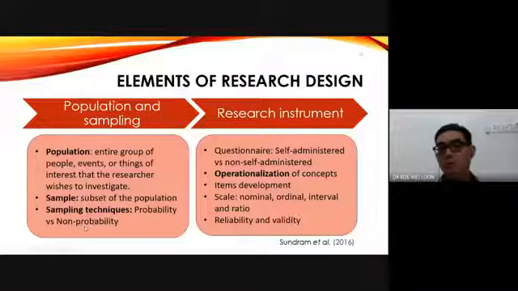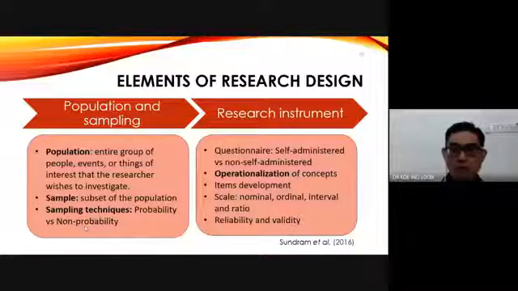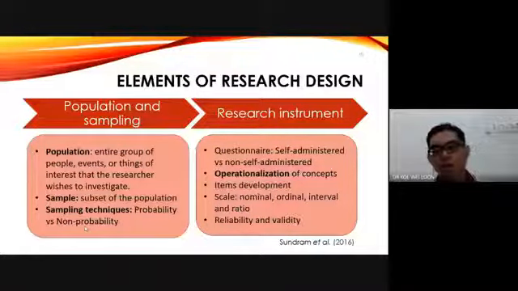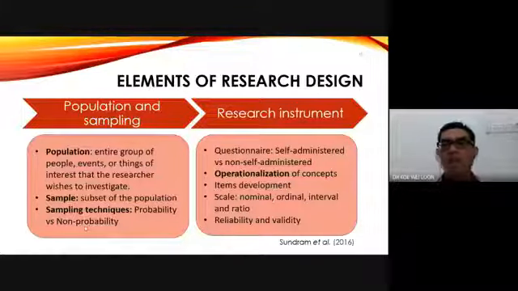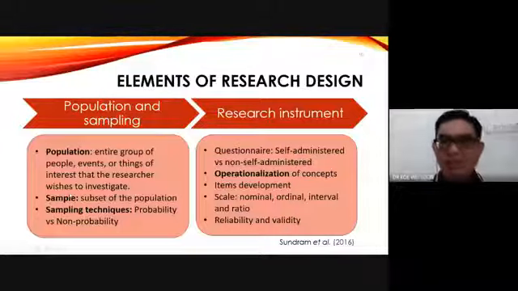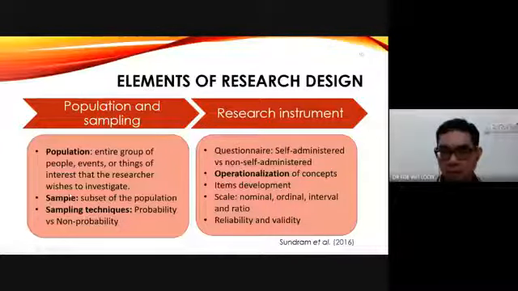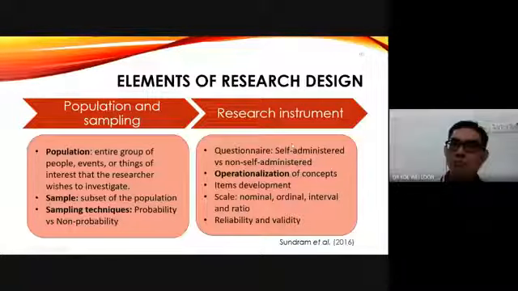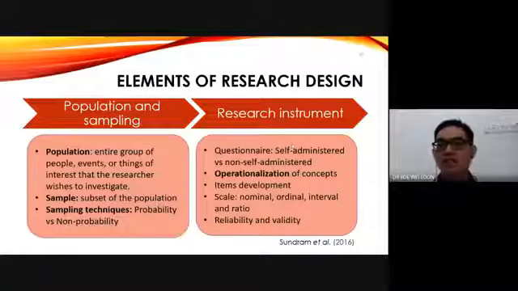This is important, to avoid collecting inaccurate data in future. So for population and sampling, please pay attention when you write your research design. Besides population and sampling, another thing that you have to pay attention to is your research instrument.